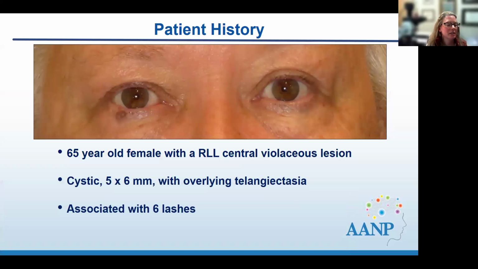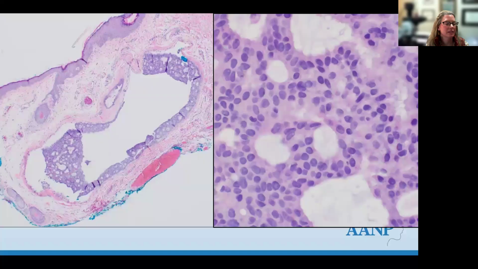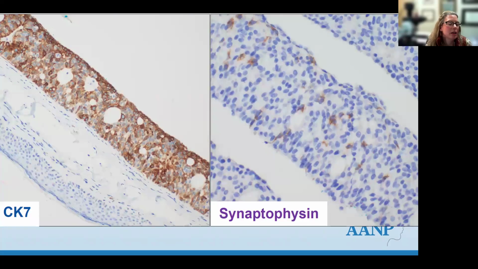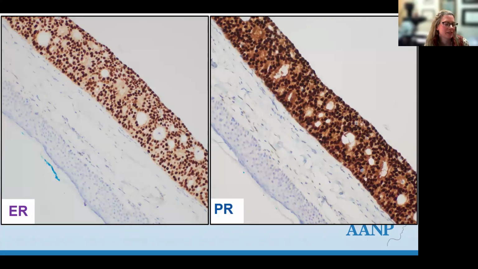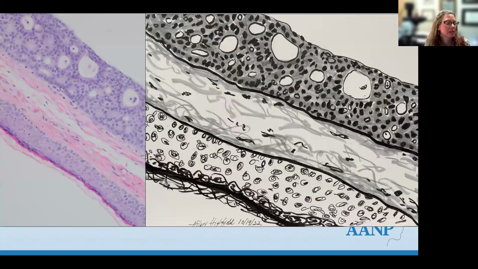And so last case, here's a patient with a violaceous lesion. This one's kind of fun. They thought it was going to be a hydrocystoma. You see that it has this kind of nested look to it where it has these central spaces, almost like cysts. And these are filled with mucinous type material. And when you go to stain this to figure out what it is, it's CK7 positive. It has some synaptophysin immunoreactivity. Then it's ER/PR positive. It has that mucin-like Alcian blue and mucicarmine positive material within those vacuolar spaces. And here's the art representation showing you that cystic look.